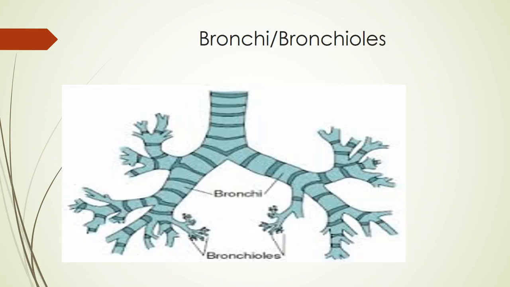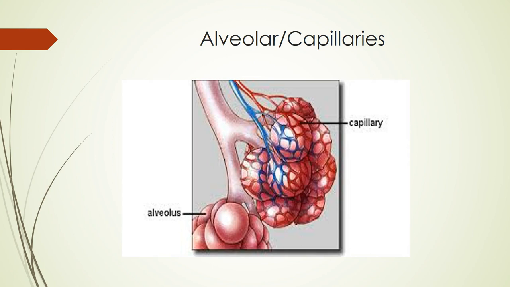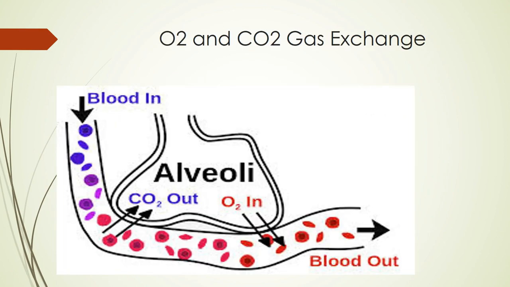Here are your bronchi and bronchioles. Your bronchi are the larger trunks, and the bronchioles are the smaller ones. And for your alveoli and the capillaries, this is where oxygen is exchanged for carbon dioxide. And here's another picture of that, so that way you can see that CO2 is going out as O2 is coming in.